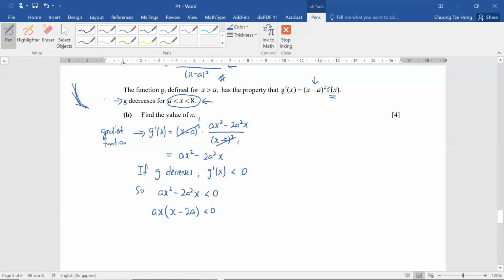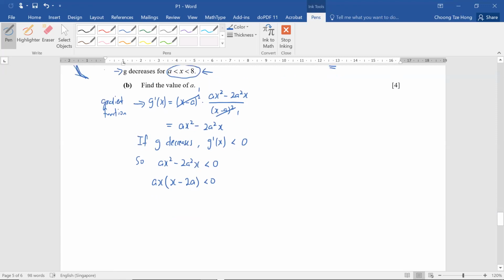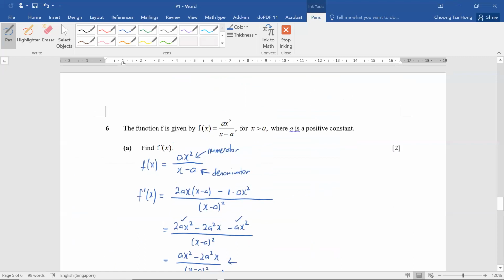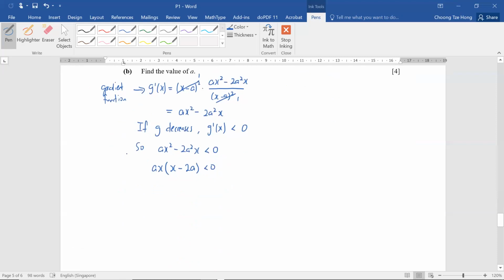If you recall, how can we solve a quadratic inequality? We just need to do a rough sketch of the graph. Since a is positive, the question earlier on mentioned that a is a positive constant. In other words, when we sketch out this particular function, we will get a smiley face.